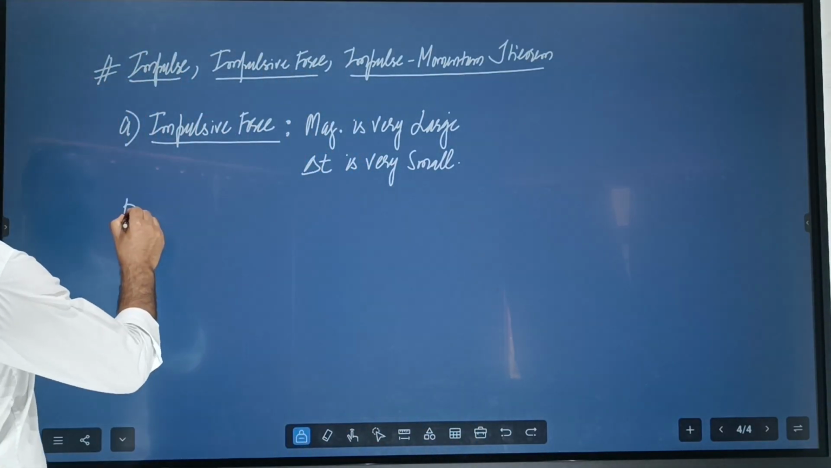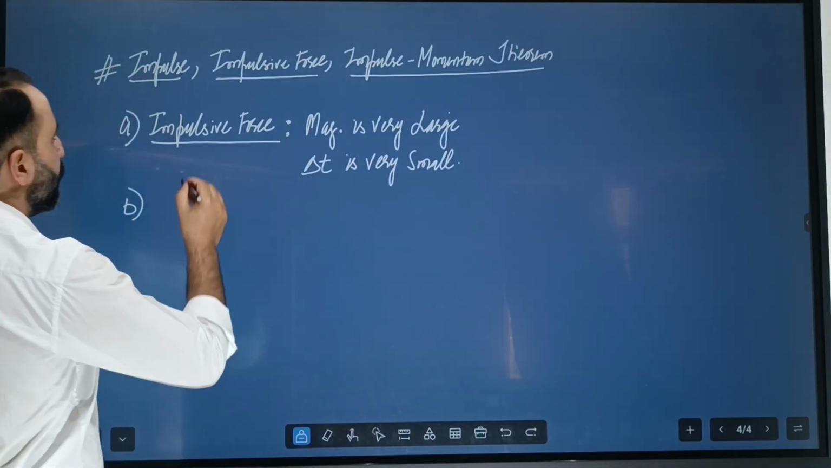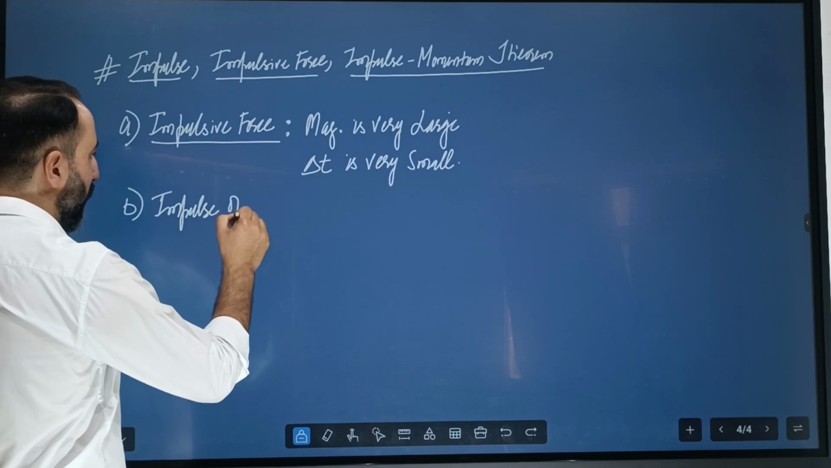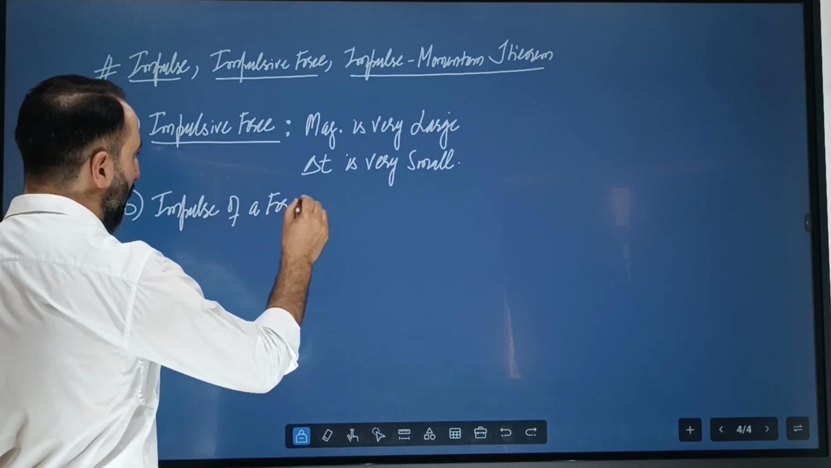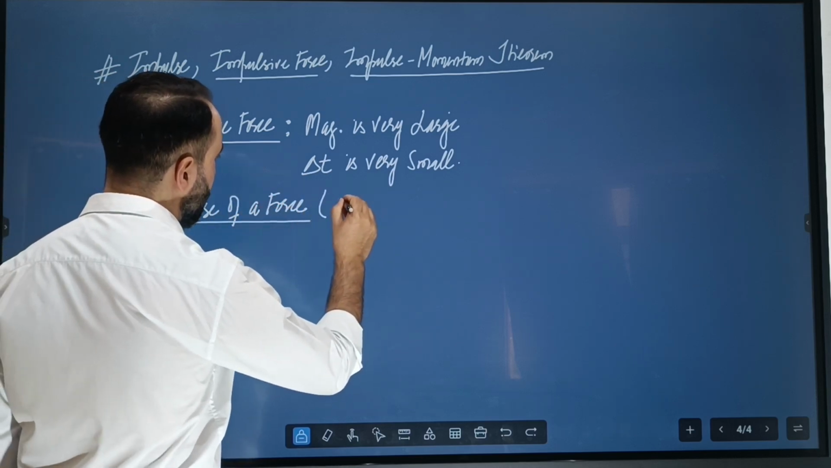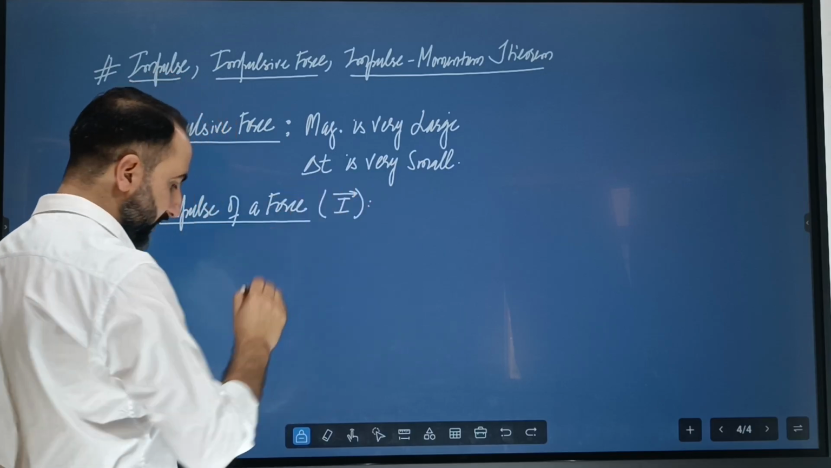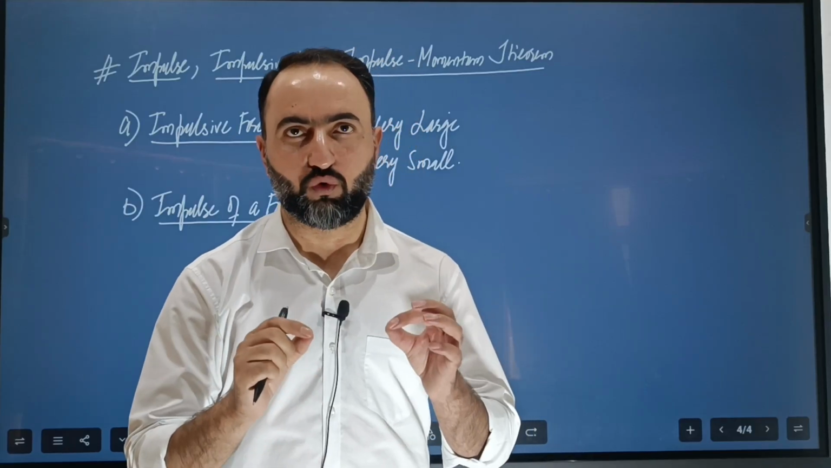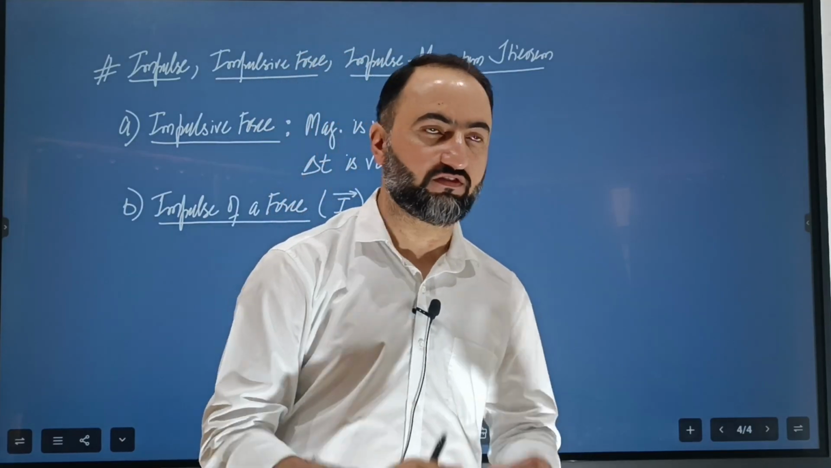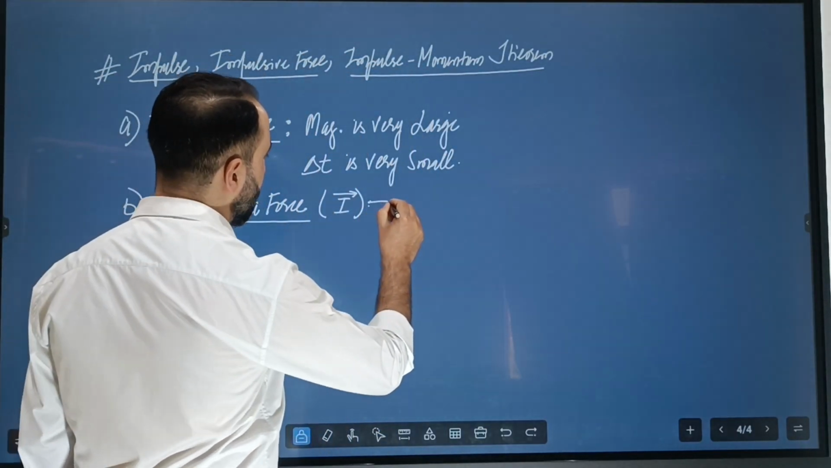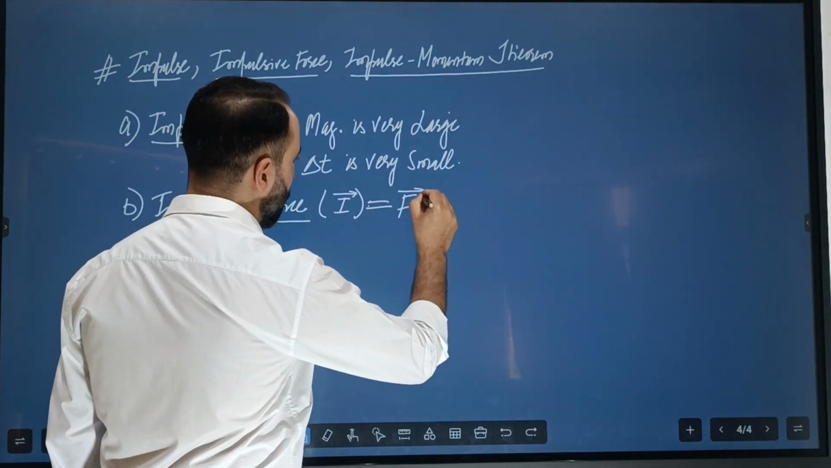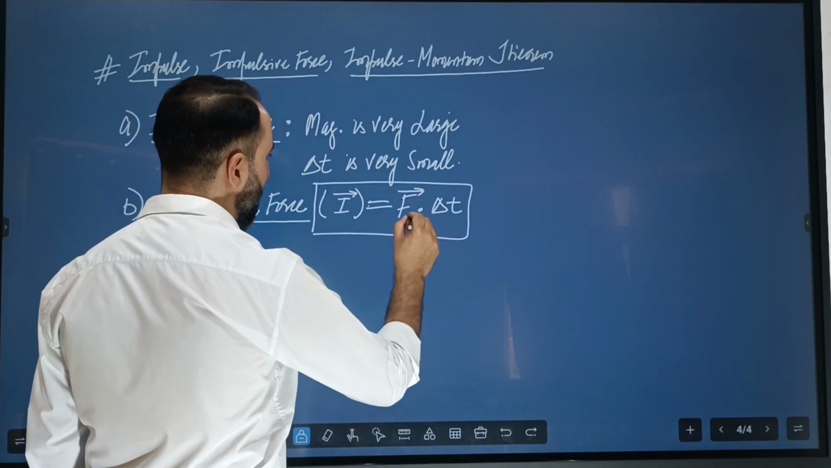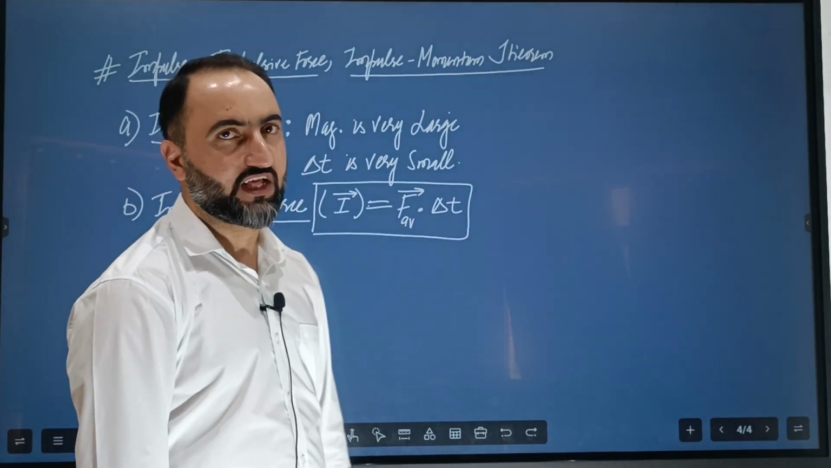Next, point B. Impulsive force is done. So what is impulse? How do we define the impulse of a force? It's a vector quantity denoted by I. Impulse is defined as the product of the force and the time for which it acts. Simple. It is defined as the product of the force and the time for which it lasts: F into delta t, or rather we can say F average into delta t. That's how we define the impulse.